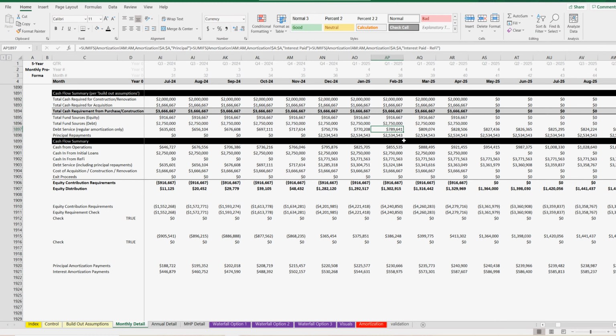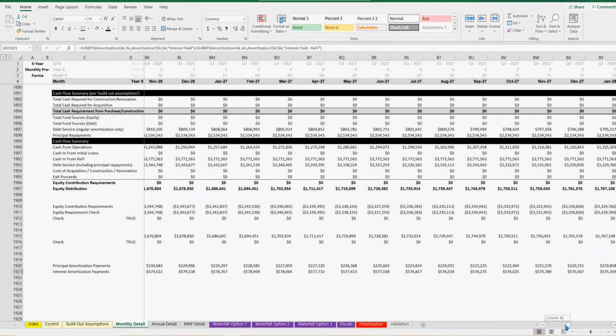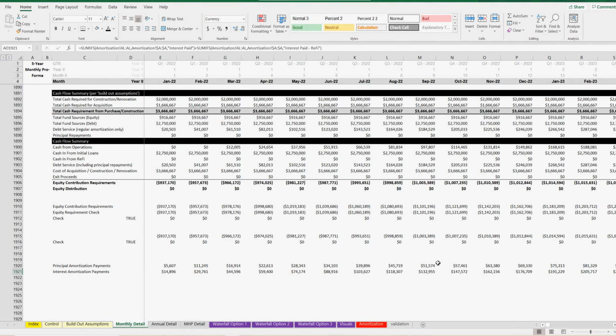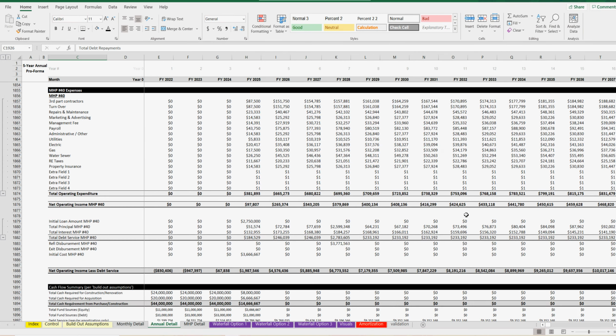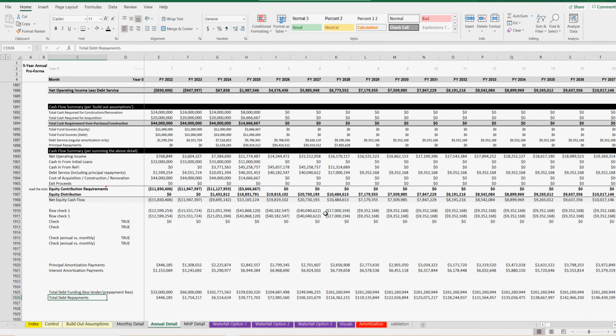This is this number split out. You see 789, 641, 789, 641. So this is the total amortization split between principal and interest only. So you can see that. If we go to the annual detail, same exact thing, except we're looking at an annual level instead of a monthly. So you can see all 16 years here.